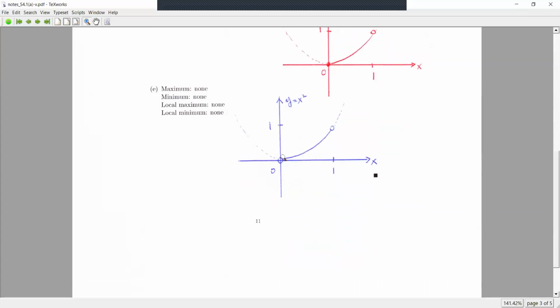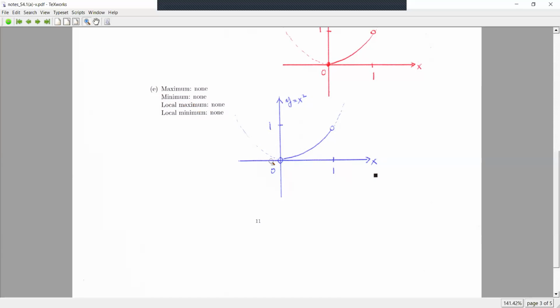Yeah, this is the corresponding portion, excluding the open dot at the left end point and the open dot at the right hand point. So the answer is no maximum function value, because this point is not part of the portion that we are considering.